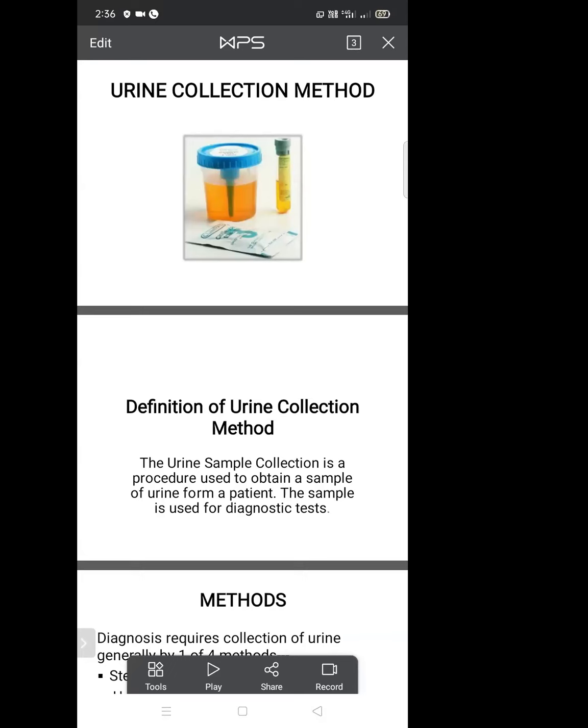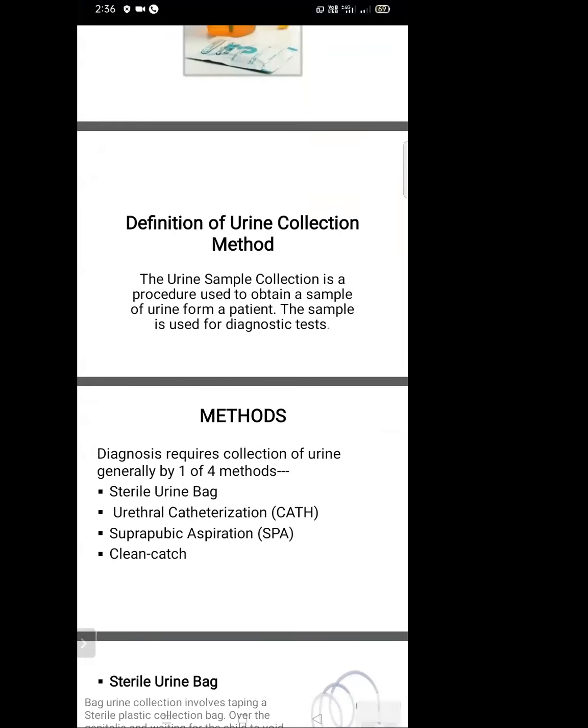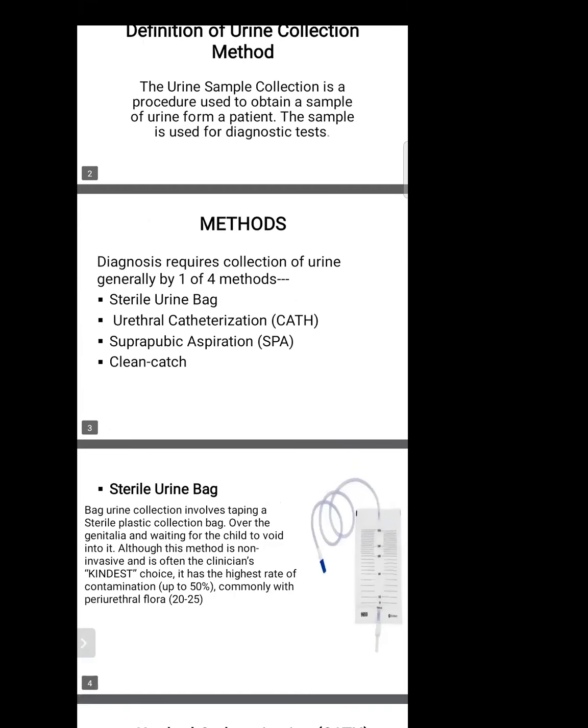Urine collection method. Definition of urine collection method. The urine sample collection is a procedure used to obtain a sample of urine from a patient. The sample is used for diagnostic test. Methods: diagnosis requires collection of urine generally by one of four methods. First, sterile urine bag. Second, urethral catheterization, CATH. Third, suprapubic aspiration, SPA. And fourth, clean catch.